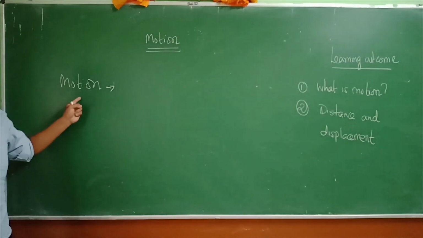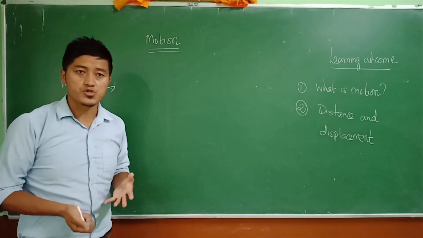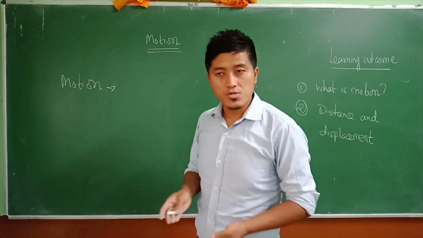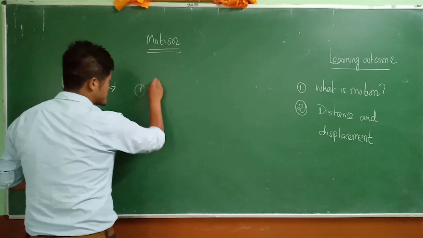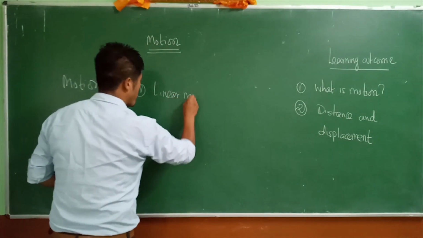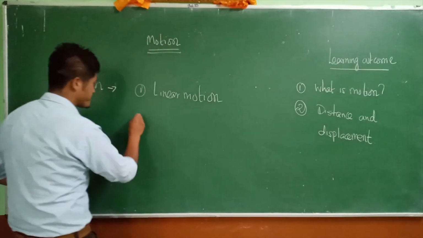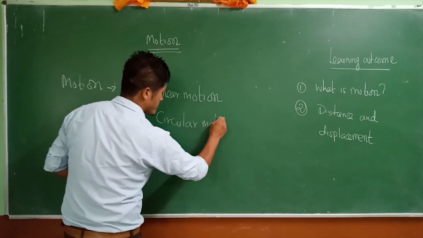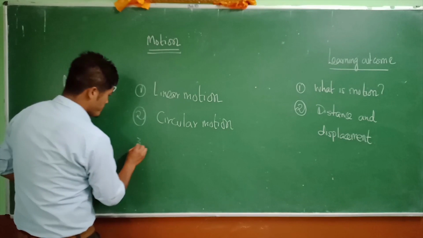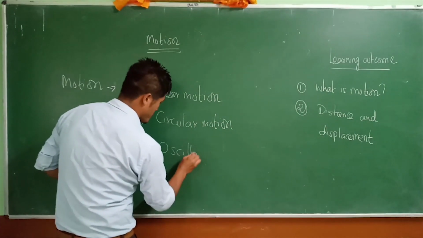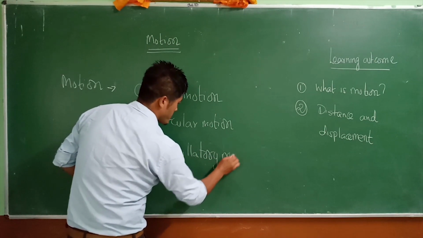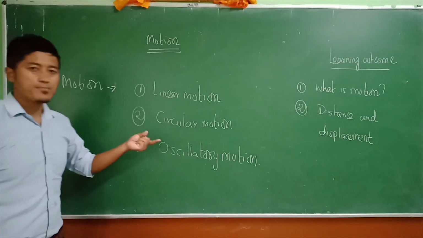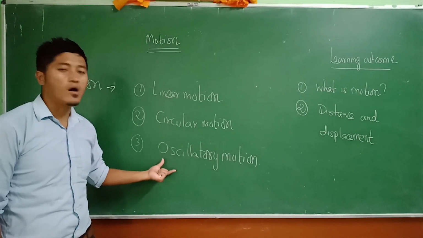Generally when we talk about motion, this is not the first time we are learning about motion. Previously in lower standards we also talked about motion. There are three types here, right? Number one is linear motion. Circular motion, number two. Oscillatory motion, number three.